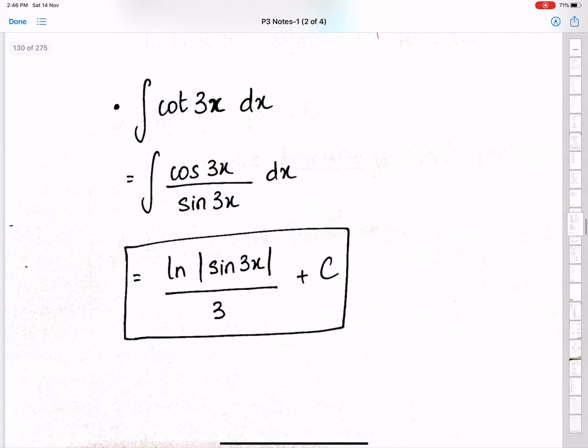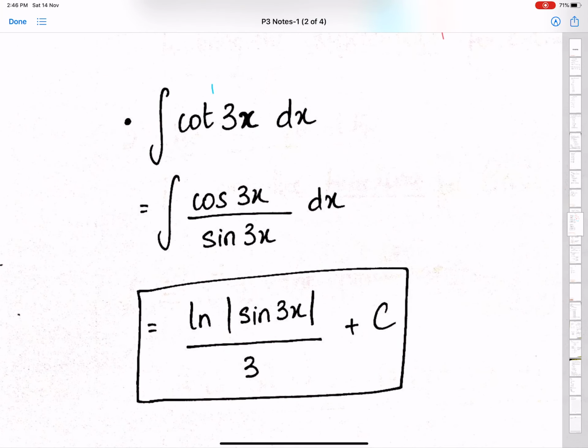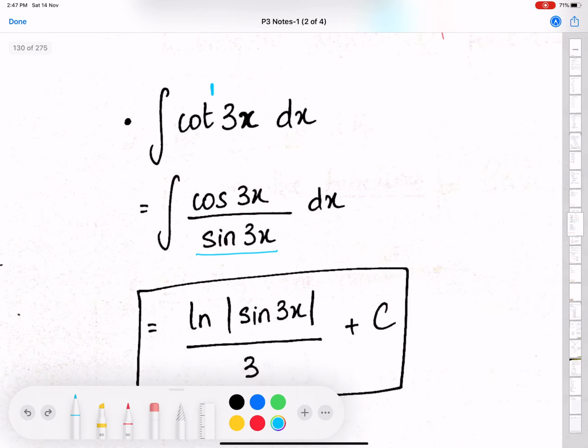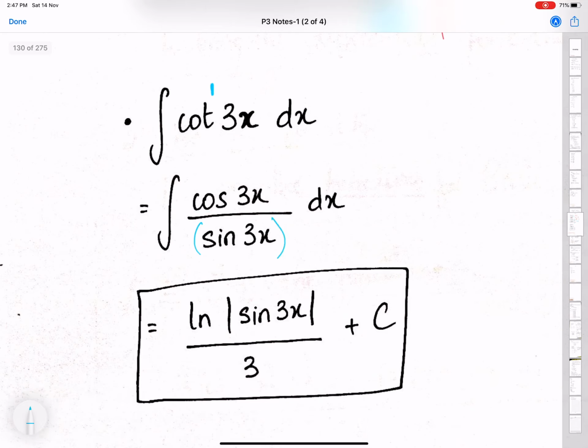Now integration of cot 3x, same thing, the power is 1, like in the tan case. So when the power of cot is 1, then you need to write cot as a fraction of sine and cos. And according to basic formula number 2, this is the function, and its differential is this. But if you observe cos 3x, something is still missing in the differential, which is 3.